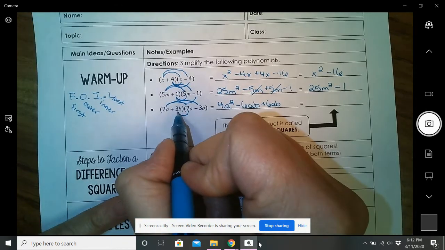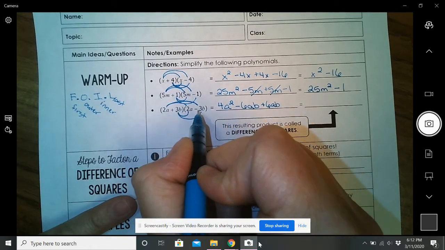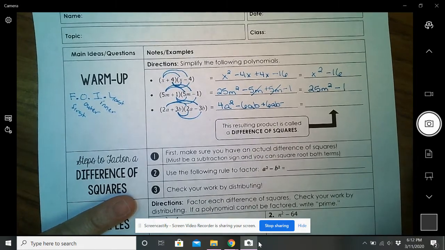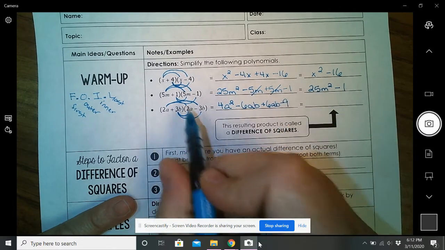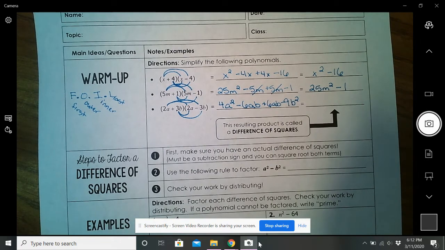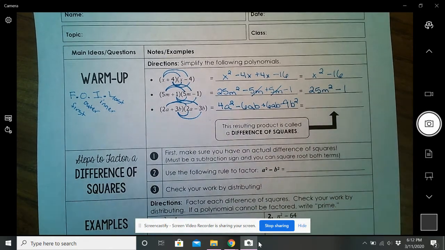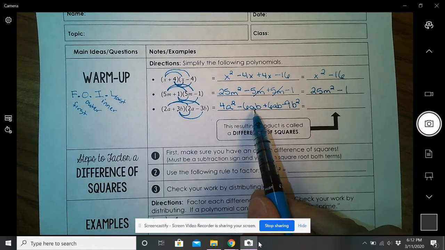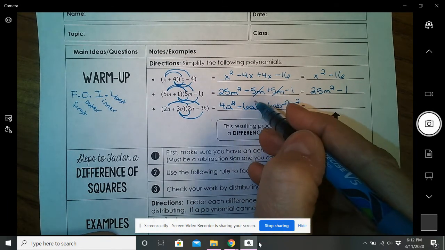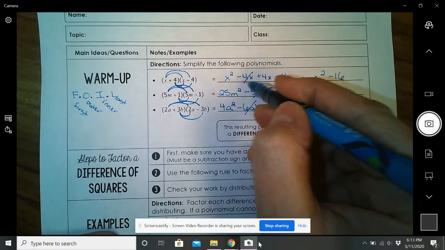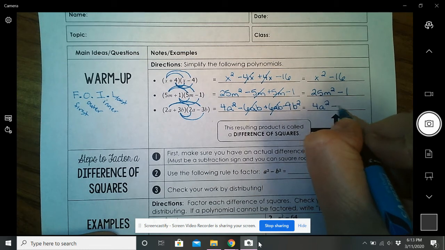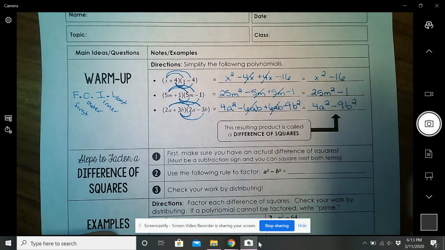And now our last two terms. Positive 3 times negative 3 is negative 9, and b times b is b squared. Well, you guys, it did it again. Look at those middle two terms now. You've got a negative 6ab and a positive 6ab. Those are like terms, and they cancel each other out. So what's left is just 4a squared minus 9b squared.